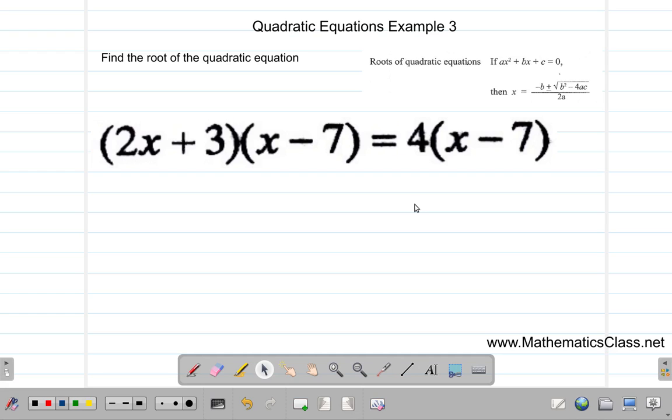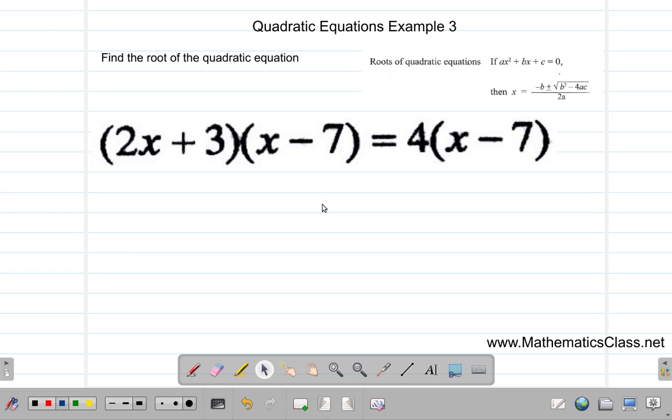Quadratic equations. Example 3. Again, this is a copy of a quadratic equation I got from a CSEC past paper, and I have part of the formula sheet here showing the quadratic formula. Find the roots of the quadratic equation. So, I want you to pause the video and solve this.